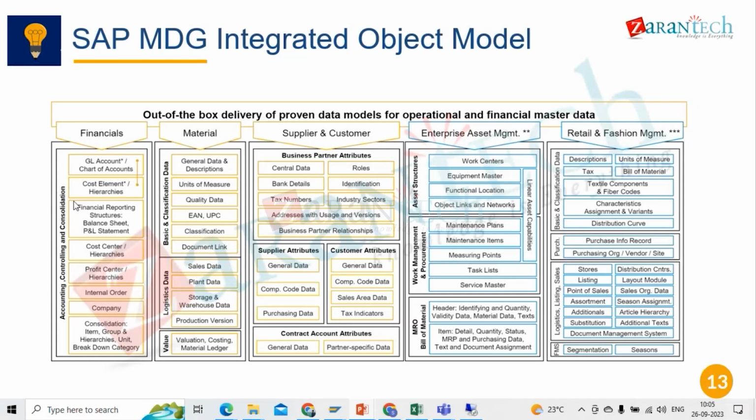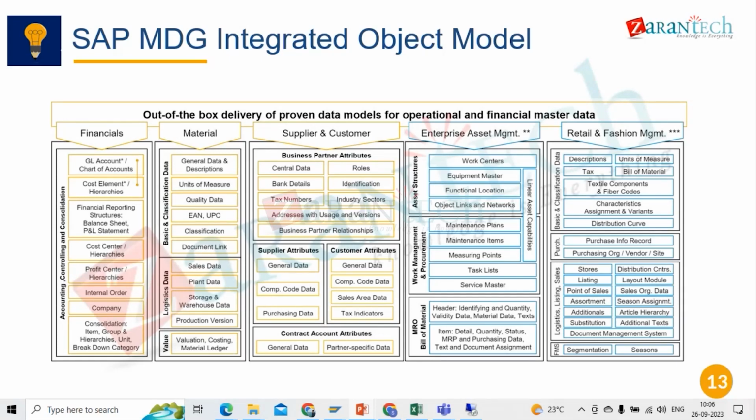And here you can see controlling and consolidation: finance reporting structures like balance sheets and P&L statements, cost center hierarchies, profit center hierarchies, internal order, company. Those come under controlling. And in consolidation you can see item, group, hierarchies, unit, background, categories. We are going to work on all the accounting, controlling and consolidation in our next classes.